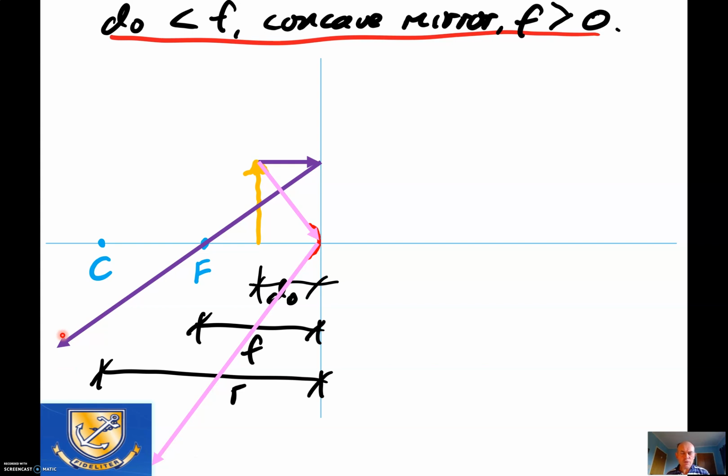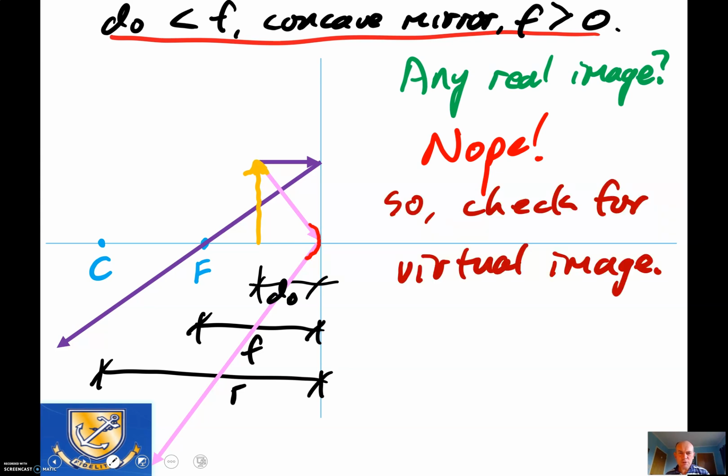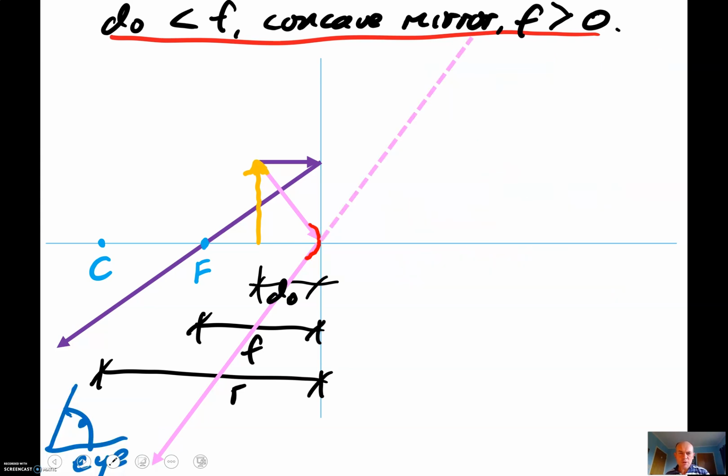So we then try for a virtual image. Any real image? Absolutely nope. So we'll check for a virtual image and get rid of those bits of writing and continue one of the rays back. We then put an eyeball down here, because we'll be looking up in here for a virtual image. Continue the other ray back.